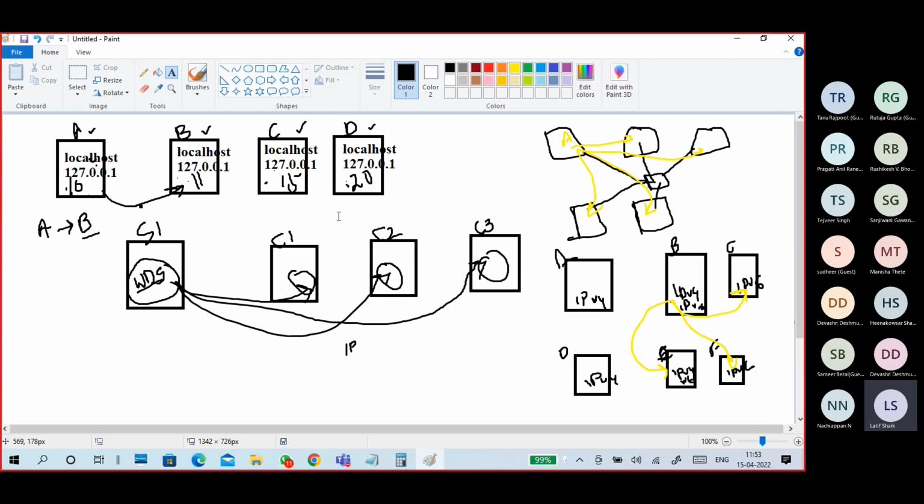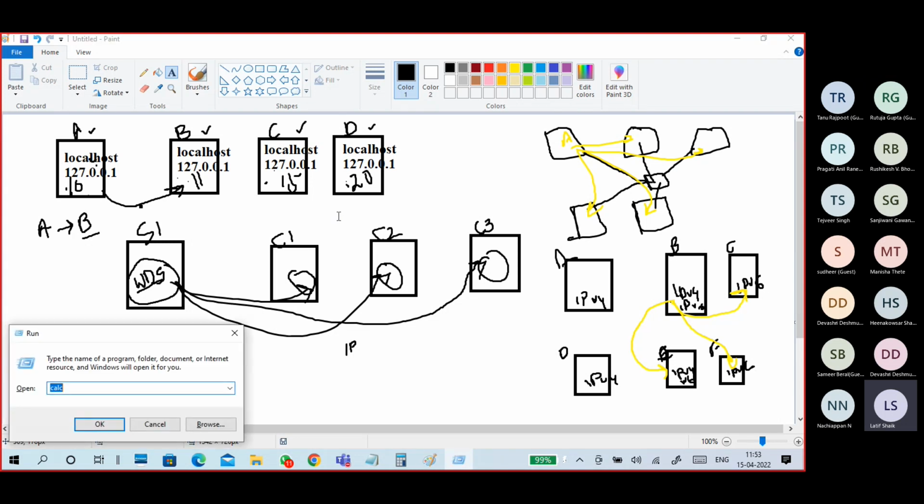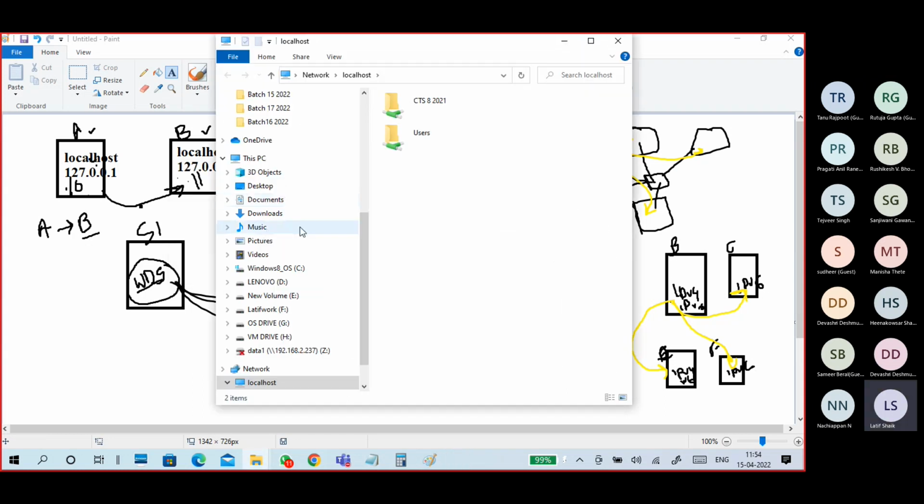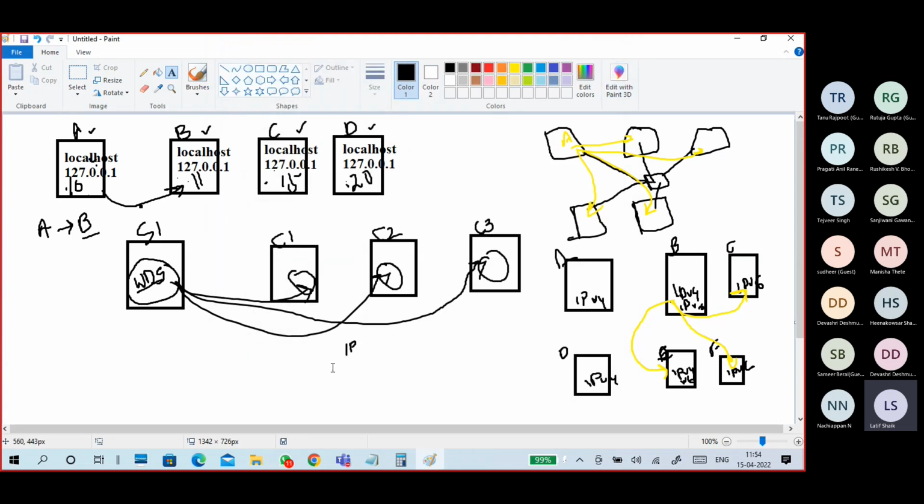I'm running a service and I want to check the service through a network link. So I can use localhost. For example, I put localhost. I want to open a sharing, like you want to open a sharing for a remote system. So slash slash localhost, click OK. It opens the sharing data of my computer only. So that is localhost.